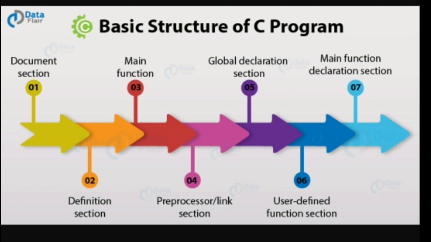In this basic structure, we have the following sections. The documentation section consists of comments. The link section provides instructions to the compiler. The definition section consists of symbolic constants. The global declaration consists of function declarations and global variables. The documentation section consists of comments, some description of the program, the programmer name, the program name, and any other useful points.